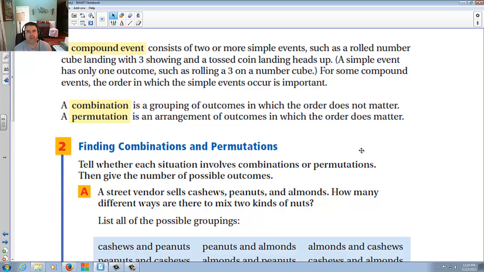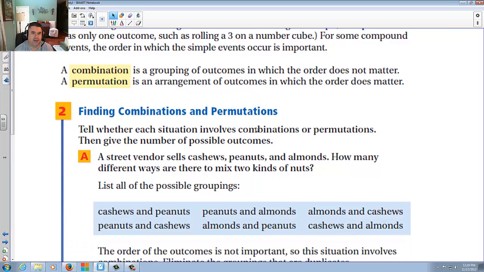So there's the idea. A combination is a grouping of outcomes in which the order does not matter, while a permutation is an arrangement of outcomes in which the order does matter.